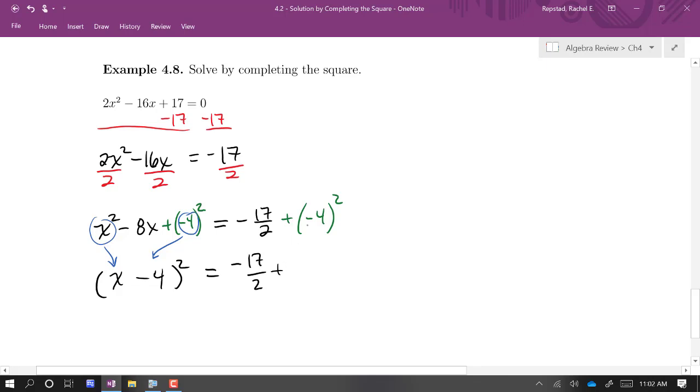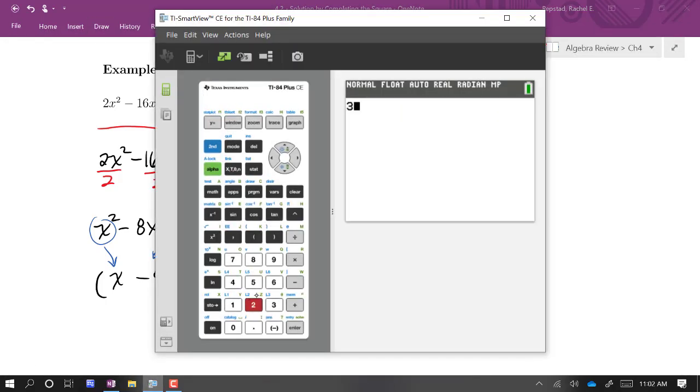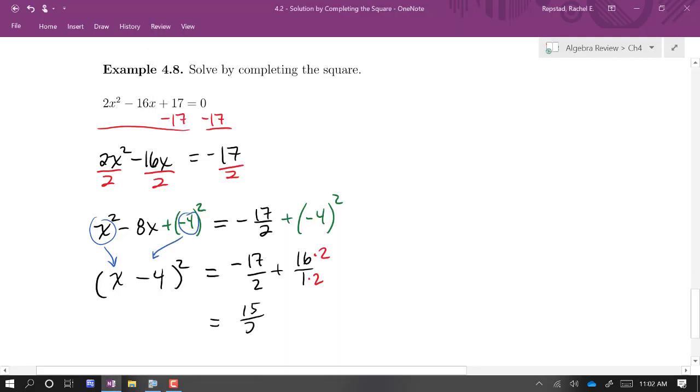Let's see, 16 over 1, so I'm going to get a common denominator. That's 32 minus 17 is 15. 15 over 2, that's x minus 4 squared. So now I know what the square of x minus 4 is. I am ready to take the square root. So let's take the square root on both sides. And of course we'll need a plus or minus over here.